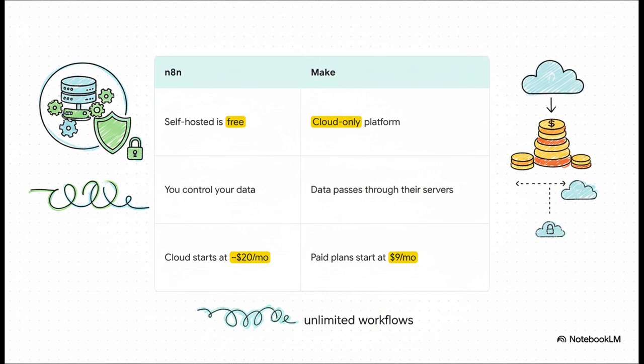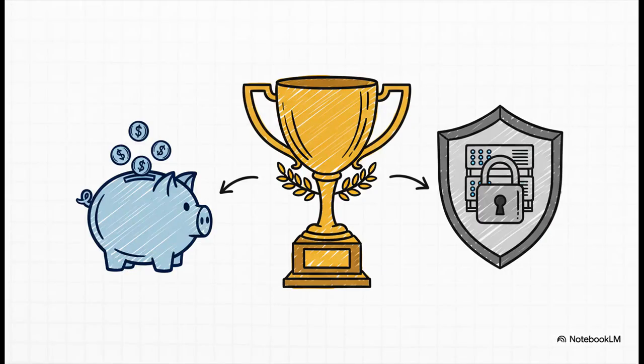Make is a cloud-only service. Your data goes through their servers, and you pay based on different tiers, though they do have a free plan to get you started. So for this round, it's a pretty clear knockout. If you've got the tech skills to run a server, or if you're on a tight budget, or if data control is non-negotiable, n8n is the undisputed winner here.